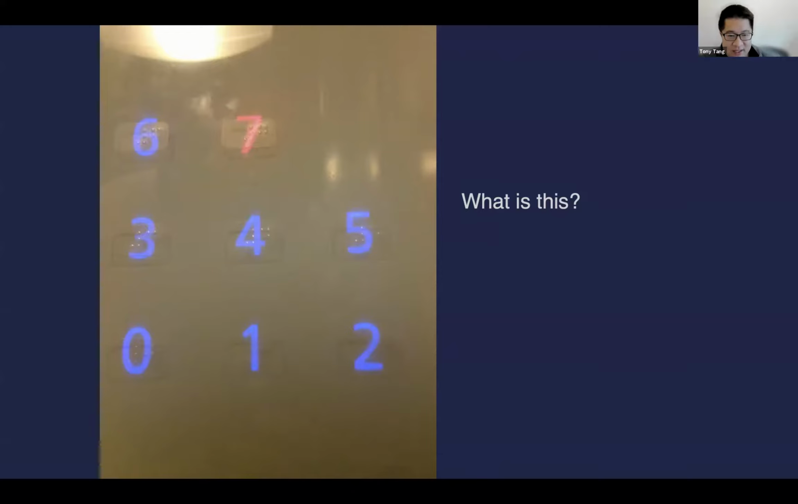What I want to ask you now is to think about why, what makes this set of elevator buttons maybe so special? What's so cool about what's going on here?